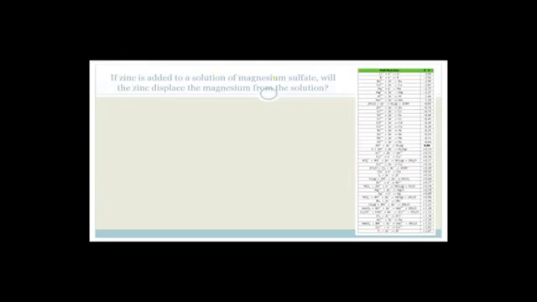Zinc is added to a solution of magnesium sulfate. Will zinc displace the magnesium from the solution? So we're starting with zinc. Okay, so let's go find ourselves some zinc. There's some zinc over there. Oopsie, there's some zinc. And we're going to a solution of magnesium sulfate.